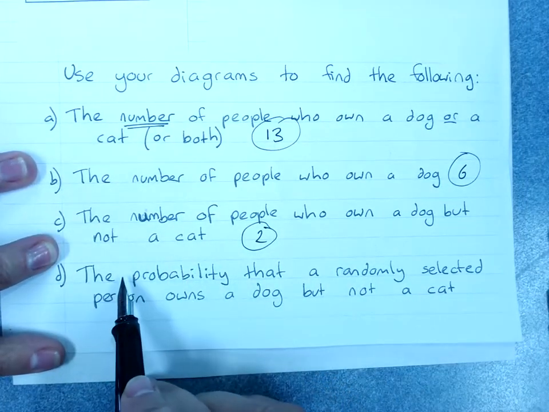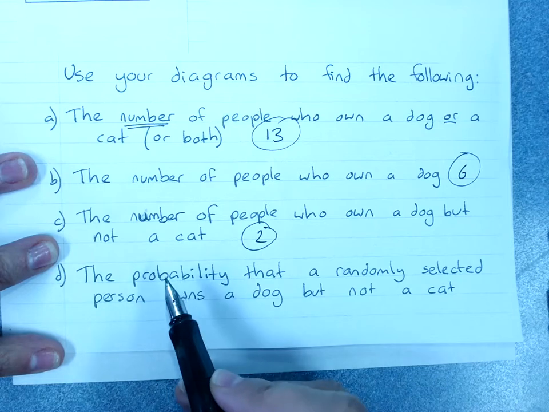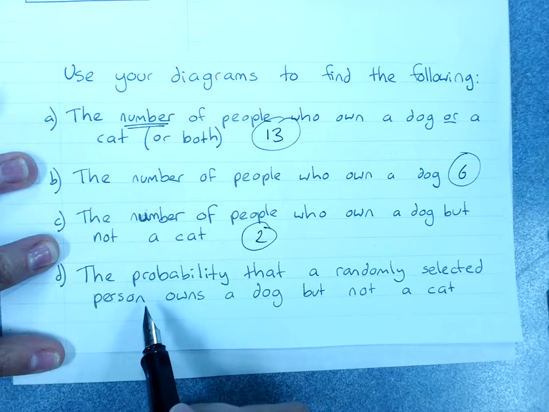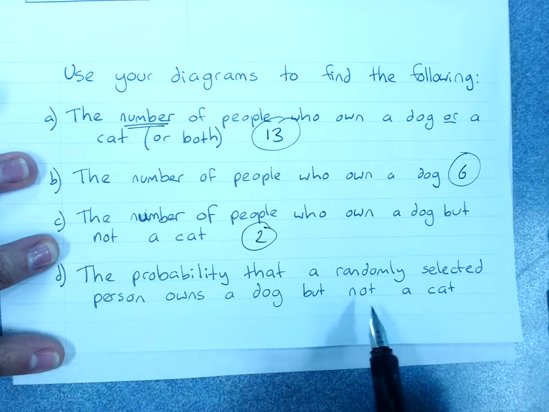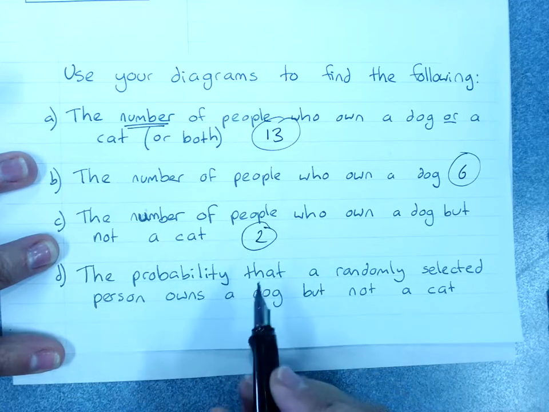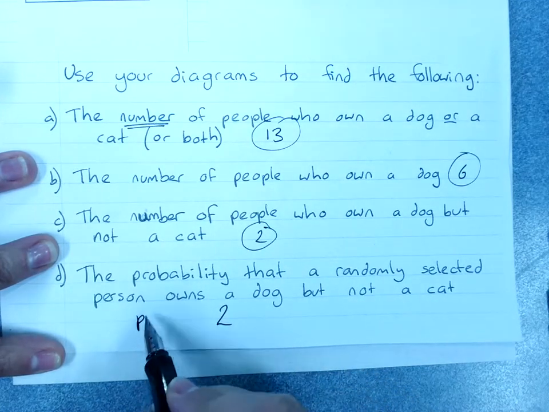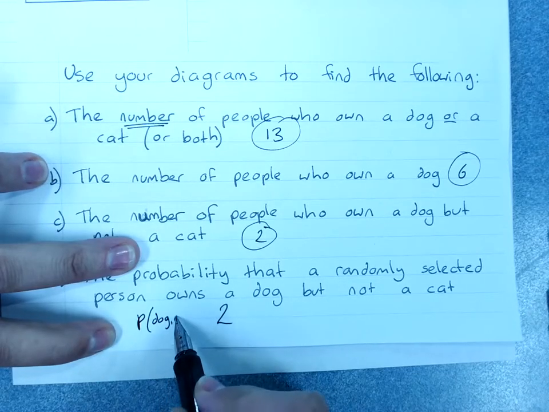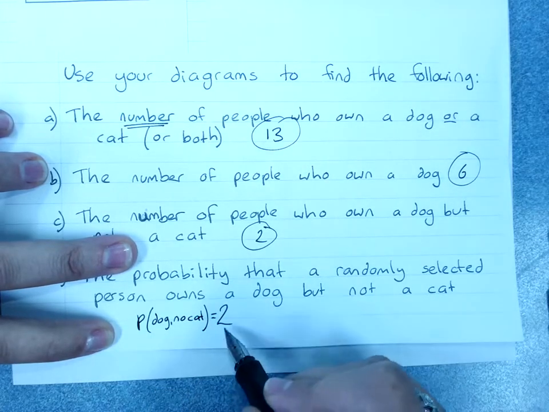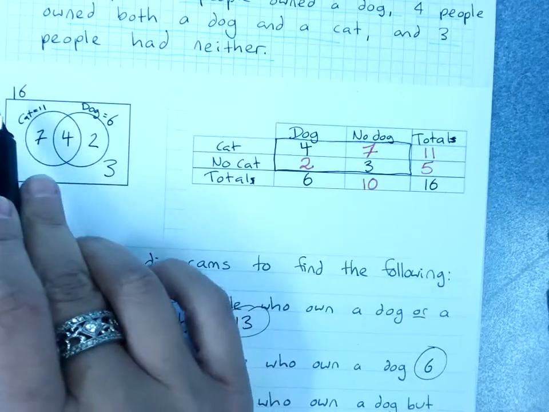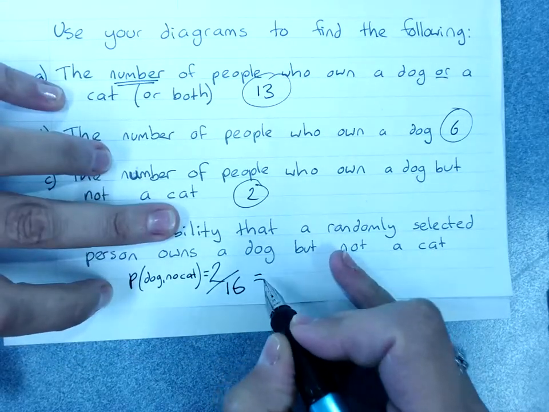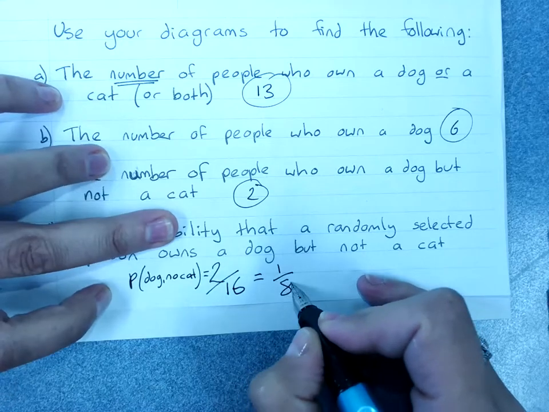That would be a fraction because the probability is the number out of the total. The probability that a randomly selected person owns a dog but not a cat. You need the number of people who have a dog and not a cat, 2. So probability, dog, no cat, equals 2 out of, how many people do I have? 16. 2 out of 16 simplifies to 1 over 8.